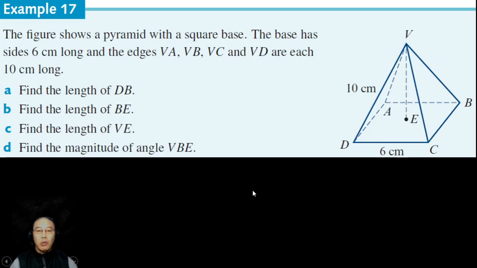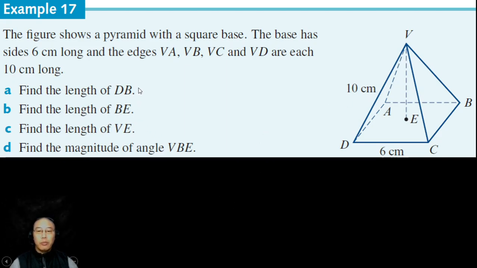Alright, second example, very similar. You will have a pyramid. You will know the dimension of the base. As it mentions, it's a square base. So CD, which is 6 centimeters, will be the same as BC and all the other edges of the square base. And the edges that start from the top of the pyramid to the corners of the square are equal to 10 centimeters, and there are 4 of them all around.